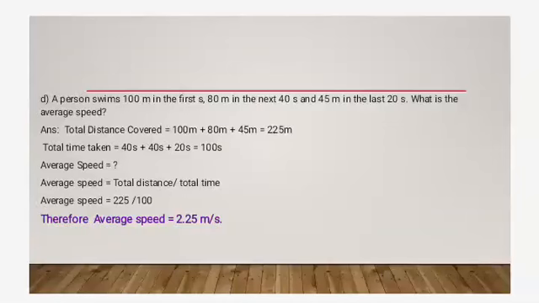See the last one, the fourth sum of the chapter. A person swims 100 meter in the first 80 seconds, 45 meter in the next 40 seconds, and the last 20 seconds. What is the average speed? This sum is the same as the first one. Put the respective values in the formula of average speed, total distance upon total time, and you will get the average speed of the person who swims. So this chapter is over.